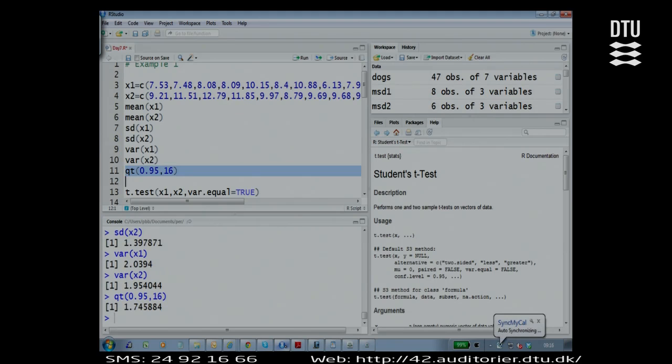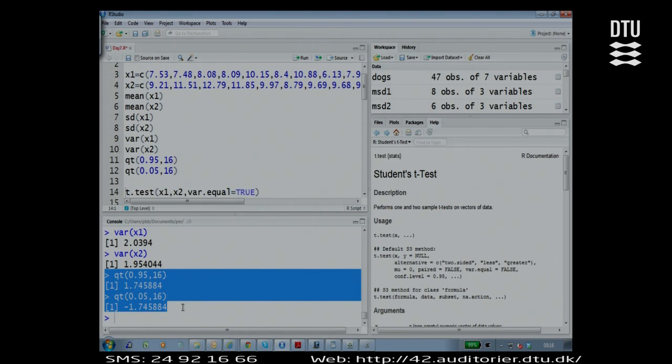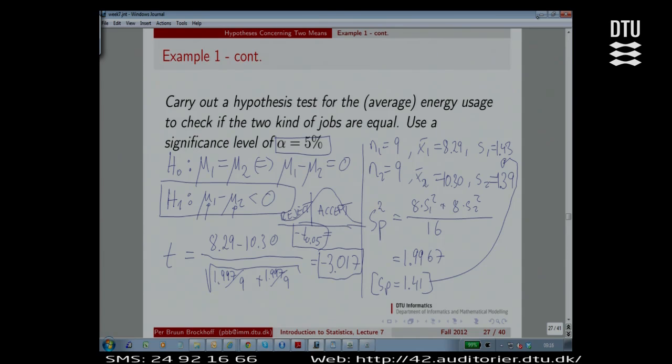We could also, if we had taken the 5% point, we would have gotten the left-hand point there. So it's minus 1.746. Minus 1.746. So now I can make my decision.